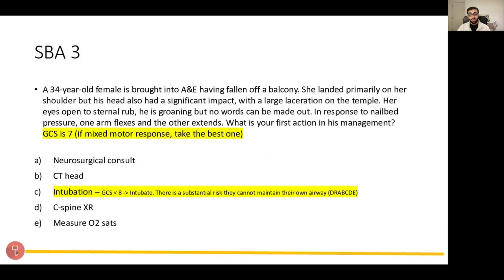Intubation is your answer. I know a lot of you might be thinking measure the O2 sats, but again, whilst it's very quick to get a pulse ox on and probably in practice you would do this, in terms of an exam answer, it's going to be intubate.